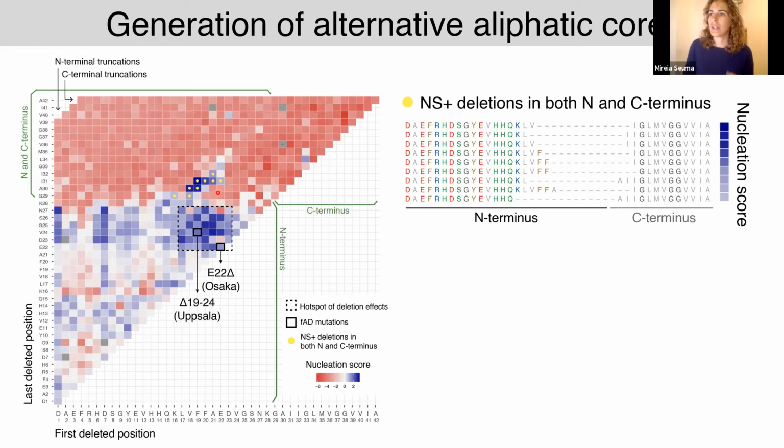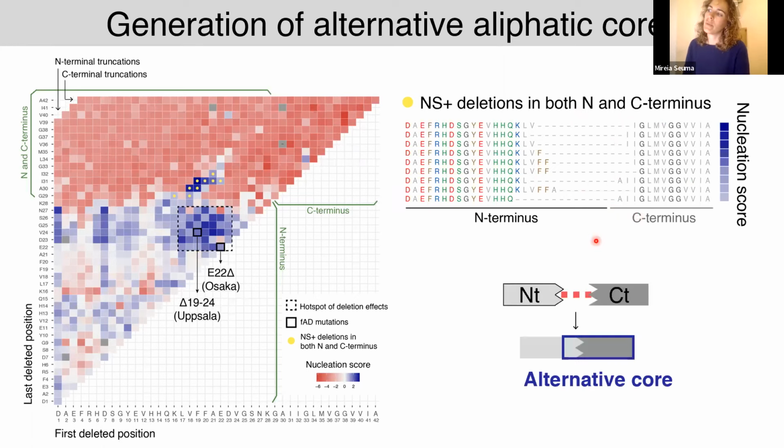It was a bit difficult for us to understand at the beginning why you would remove residues at the C-terminus and still nucleate. But when we checked their sequences, what we realized is that these sequences are bringing an aliphatic stretch from the N-terminus close to the partially deleted C-terminus. So we hypothesized that what they are rearranging is an alternative aliphatic core.